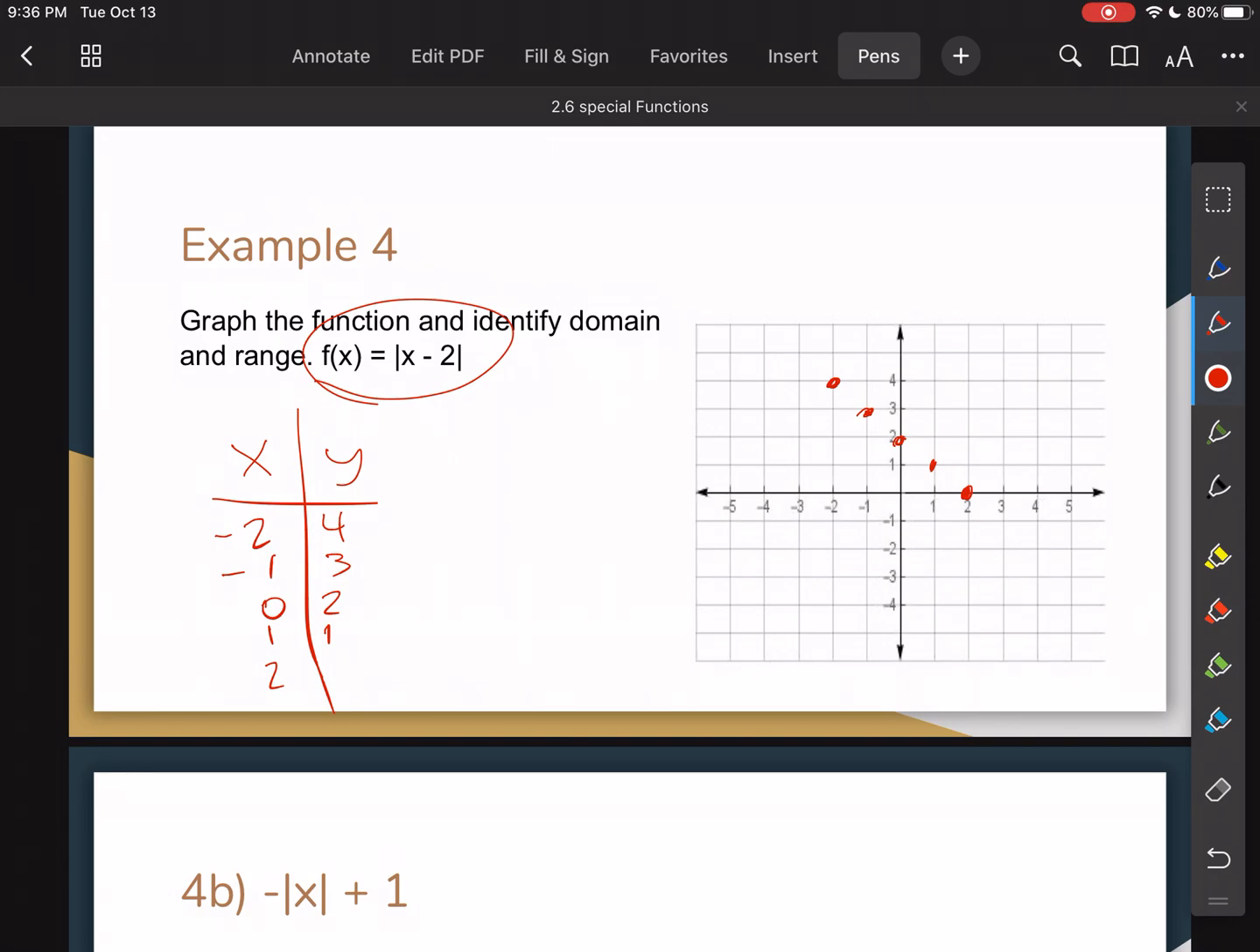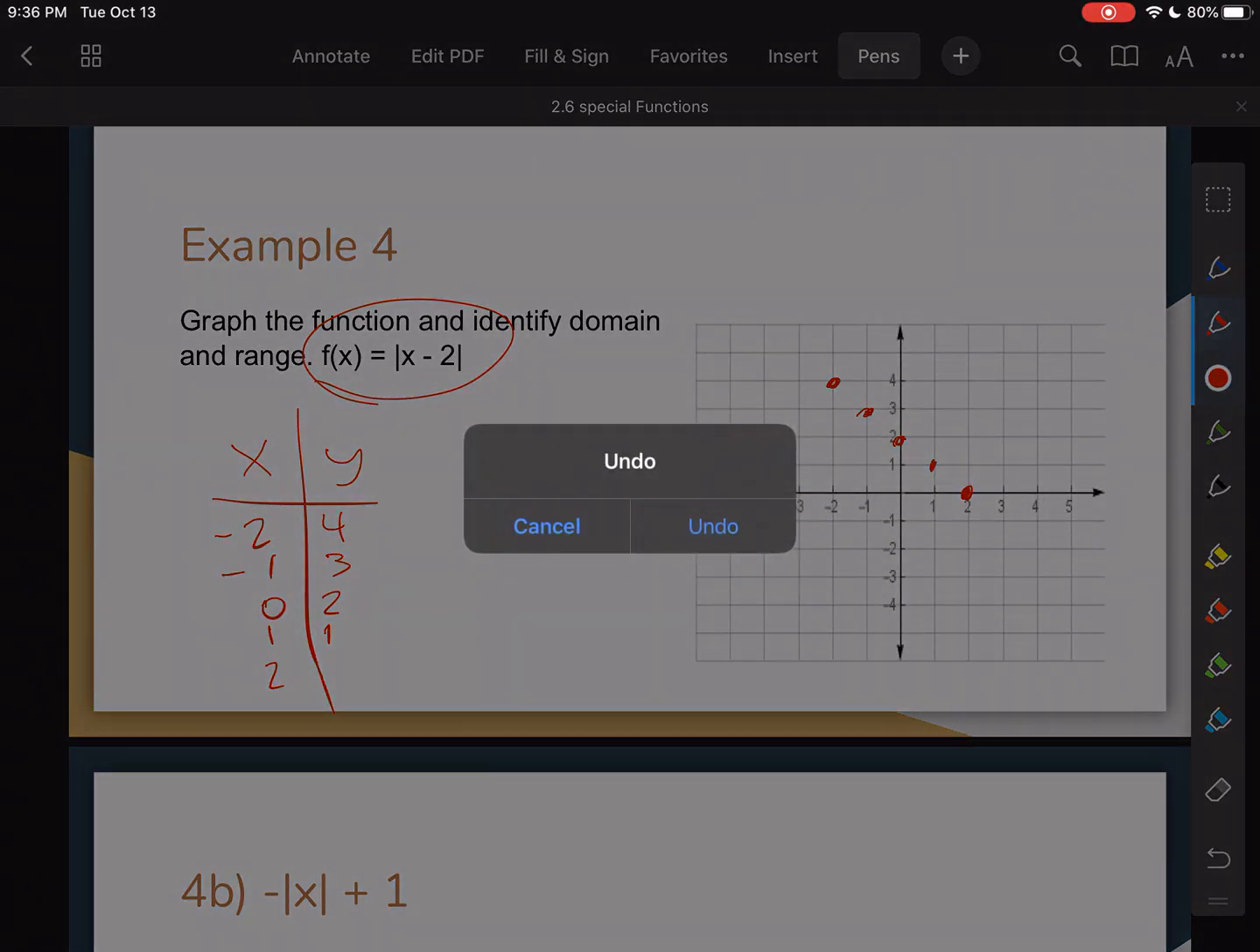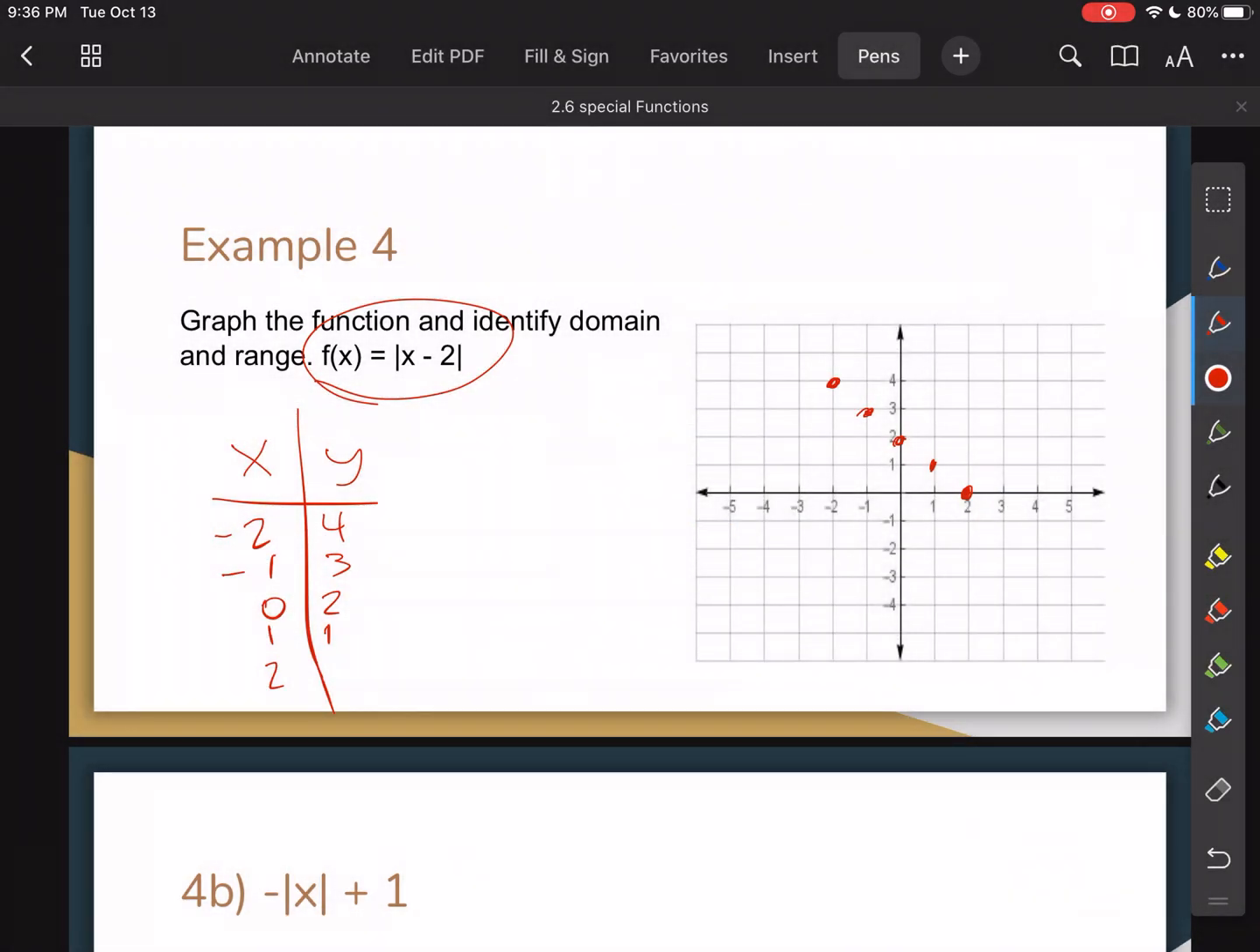Okay, so I have this thing, which is not a complete graph. Right now, you guys, this is just a line. So you know you're not done graphing if that's all you have. You have to go until you get this V shape. Okay, so let's just keep going. So at 2, we get 0. Let's just continue on over here.